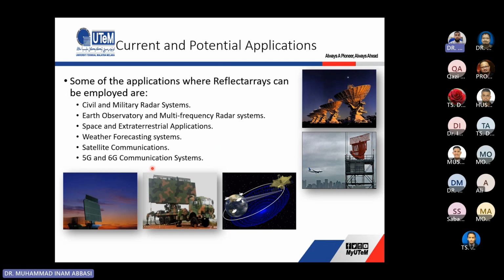Okay, so when we talk about the applications, basically reflectarrays can be used in all or most of the applications where we currently use parabolic reflectors and phased arrays, as they have the qualities of these two antennas. So they can be used in civil and military radars, for Earth observatories, space and extraterrestrial communication, weather forecasting radars, satellite communications, 5G and 6G communication, etc. So we can cover a lot of applications under these reflectarrays.